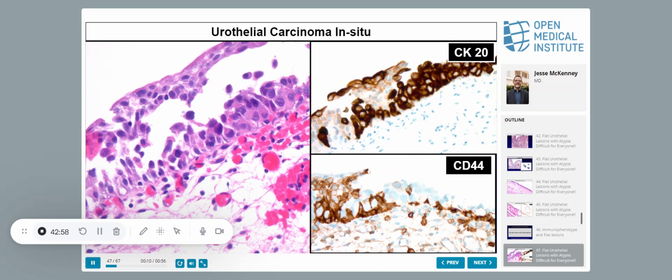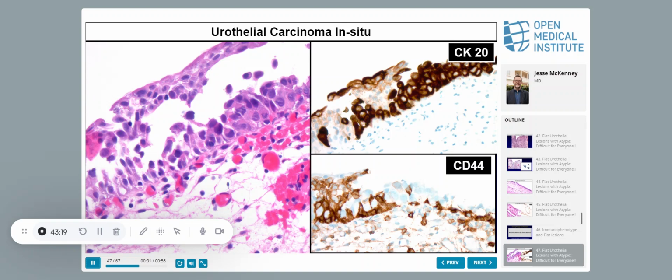So to me, this is unequivocal CIS. I would have never stained this, okay? But it has stains. So the CK20 stains all the atypical cells. These are the benign reactive cells up here, which are negative. And then CK20 also stains the umbrella cell layer. So this kind of shows you what it does.